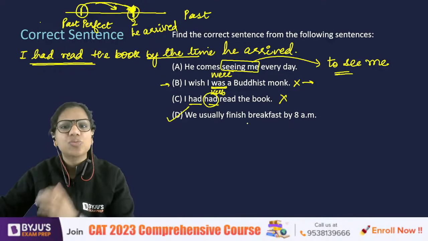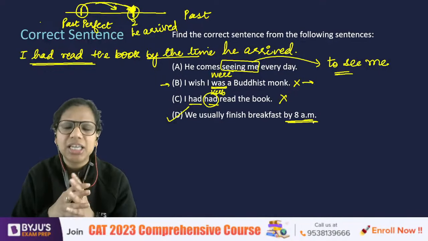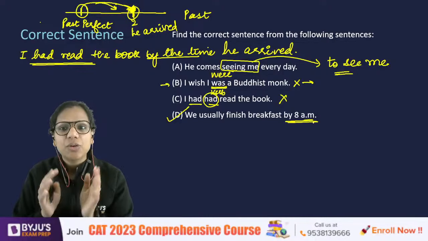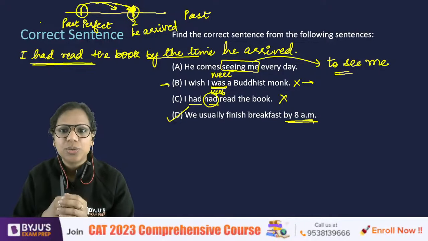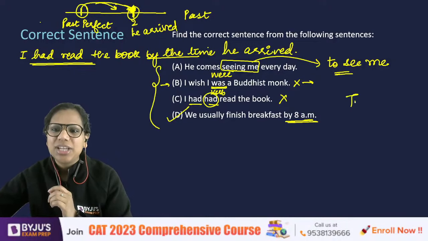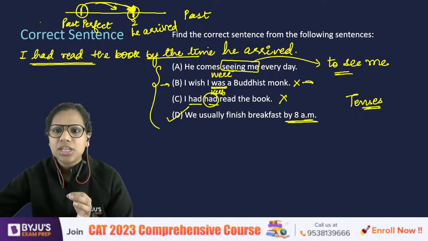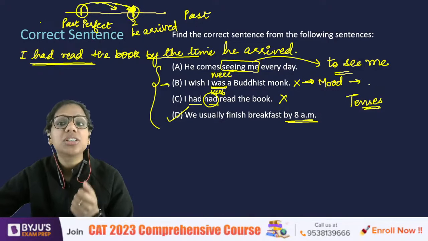We usually finish breakfast by 8 a.m. So usually हम 8 a.m. तक breakfast कर लेते हैं. That's the meaning here. Now some of you are asking how to know all these rules. If you notice, all of these are related to tenses. So this is associated with what we call mood in tenses. This is what we call the subjunctive mood.